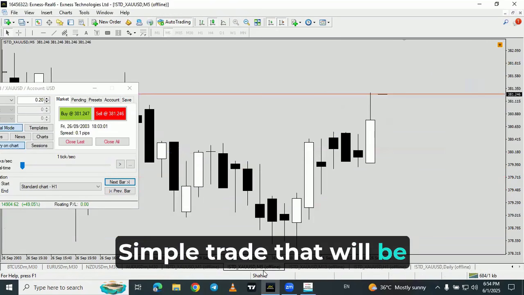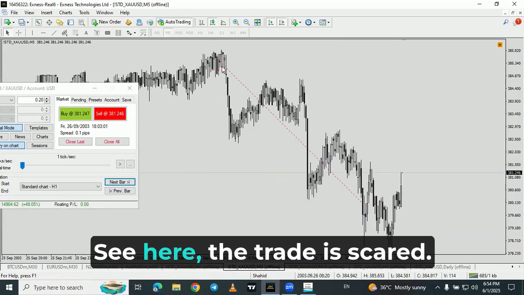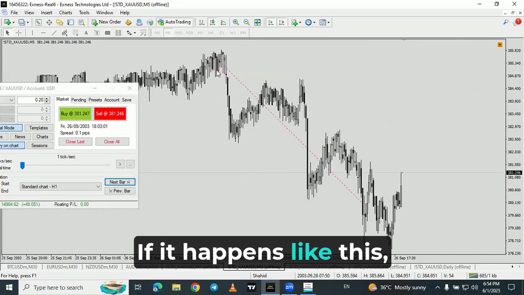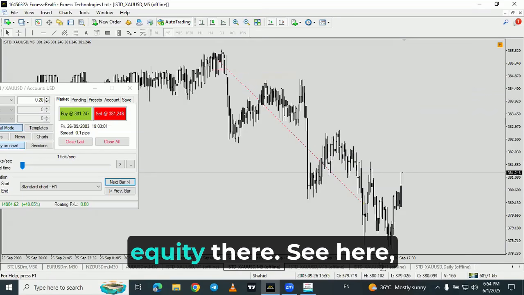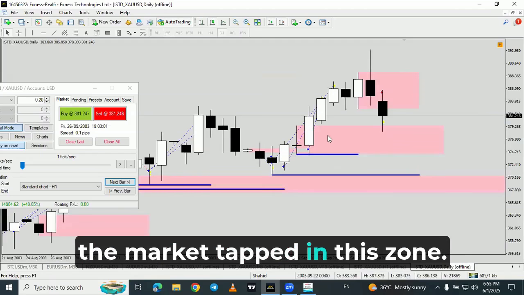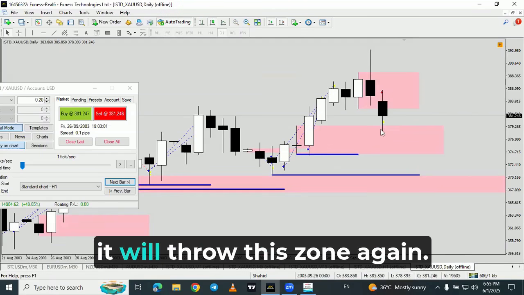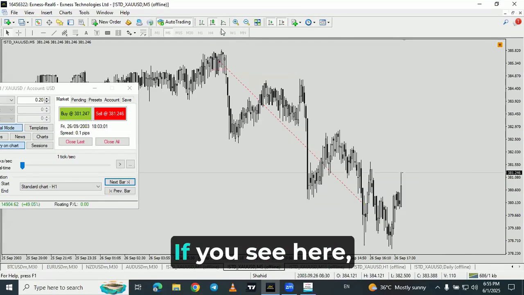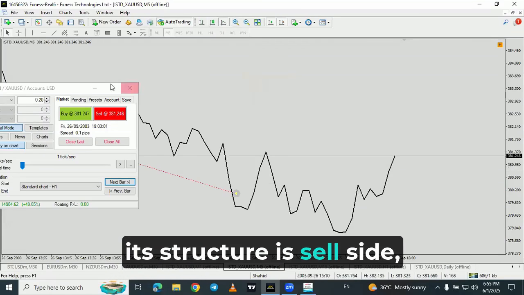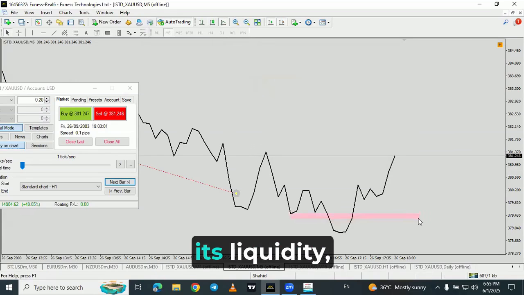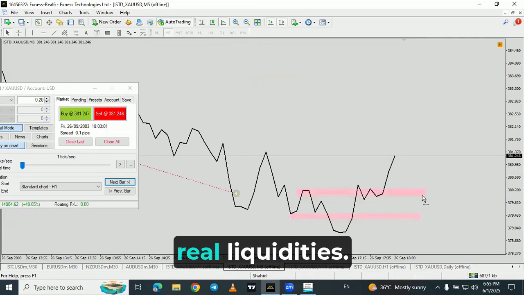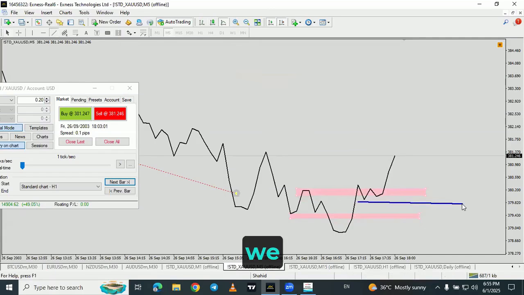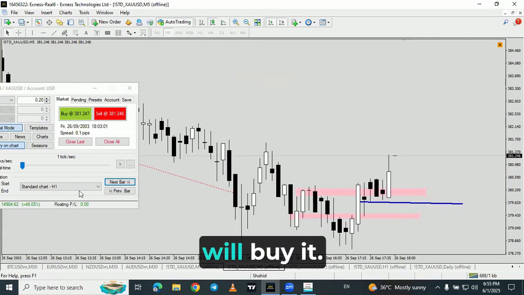simple trade that will be according to 5 minutes. See here, the trade is scared. If it happens like this, the market had already done its equity there. See here, the market tapped in this zone. After tapping, it will throw this zone again. In this zone, we can consider it for buying. If you see here, its structure is sell side and this buy side is its liquidity, and all these are drawn real liquidities. If it comes below its low, we will buy it.